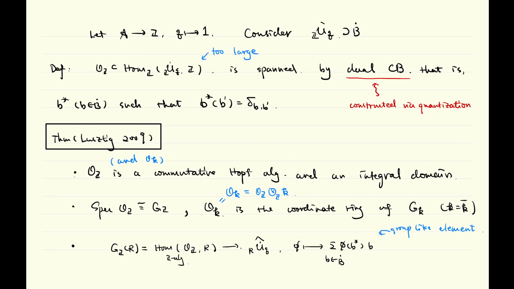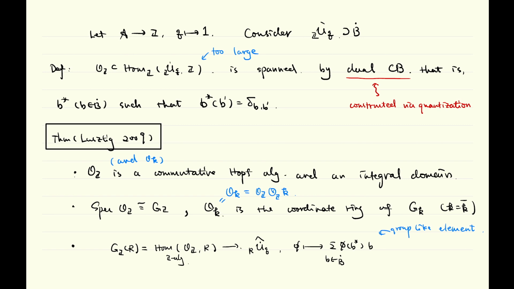So the restriction I'm putting here is I want to take the subspace to be spanned by the dual canonical basis. And this basis is constructed by quantization. So even though at the end the only thing we care about is the classical case, for the construction of a basis you have to use quantization. By dual basis, that just means B dual is 1 at B and 0 everywhere else. Okay, and this is the result I mentioned, Lusztig 2009.